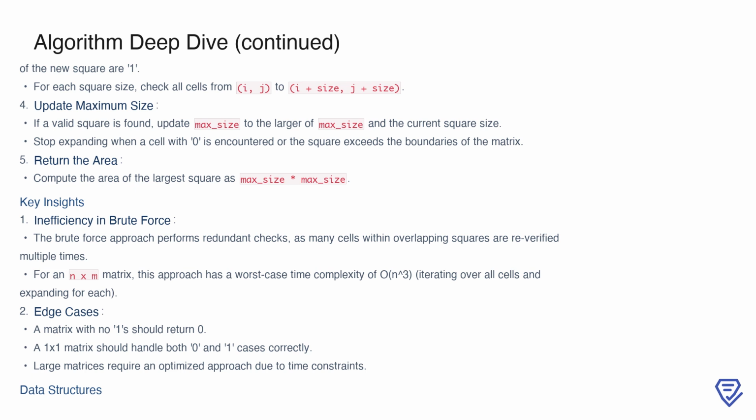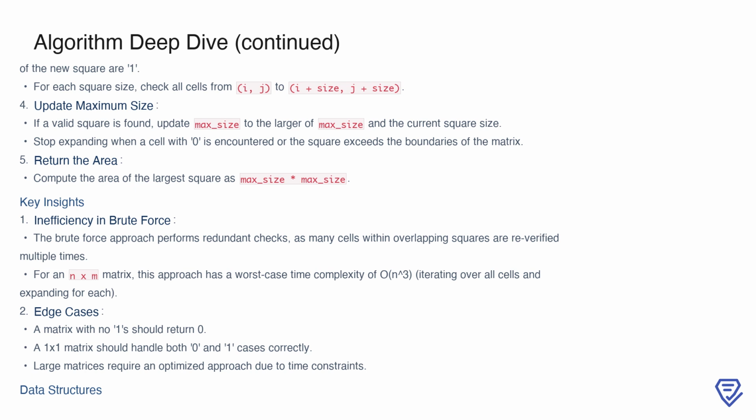For each new size, we confirm that all cells in the rightmost column and bottom row of the square are also 1. If this condition is satisfied, we continue expanding, otherwise, we stop. At each valid expansion, we update max_size to reflect the largest square found so far. If a square exceeds the matrix boundaries or encounters a 0, the expansion halts.